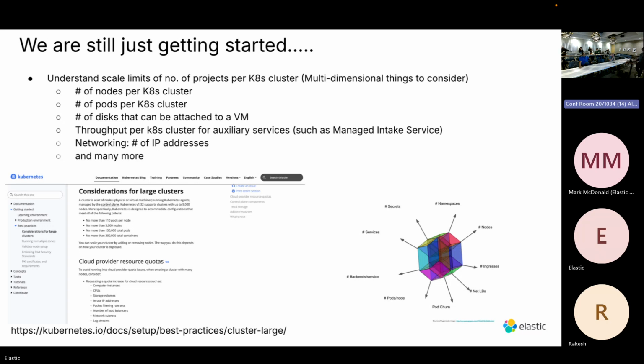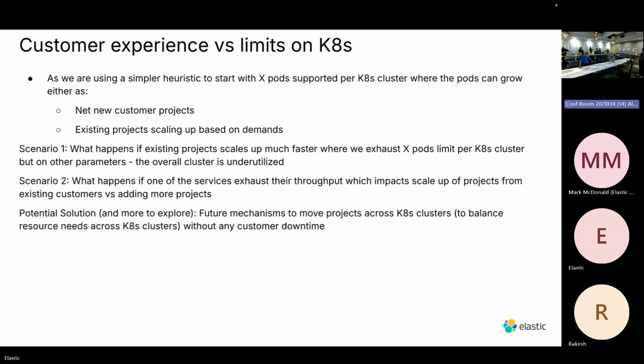So it's a multi-dimensional thing that you need to consider, right? You would always need to trade off between customer experience versus the limits on Kubernetes. You would always end up with scenarios like, hey, what if we only support X number of nodes or pods per cluster? But what if your existing customers scale up much faster and you exhaust the limit on pods on that cluster? Or what if you exhaust some of the dimensions out of the multi-dimension that we saw? How do you impact the experience?